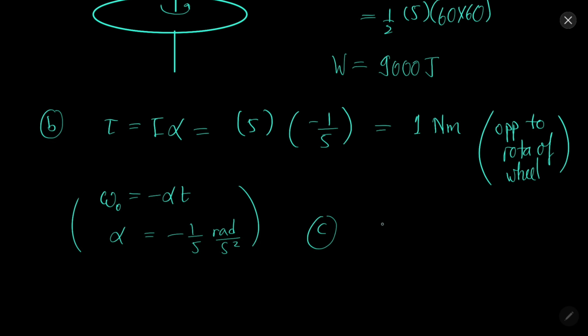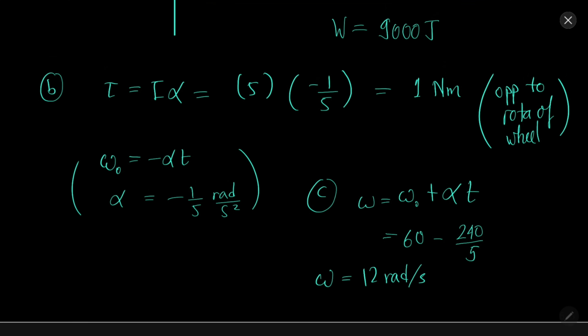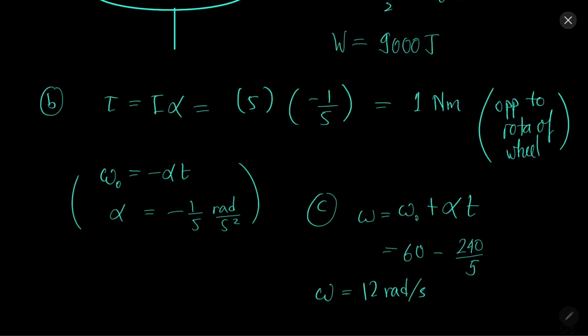Now part C, angular velocity after 4 minutes. So omega equals omega naught plus alpha t. It will be 60 minus 240 by 5. Why 240? Because it is 4 minutes, so we need to put it in seconds. 4 minutes is 240 seconds. So 240 by 5 will give us omega to be 12 radian per second. So after 4 minutes, this is the angular velocity.